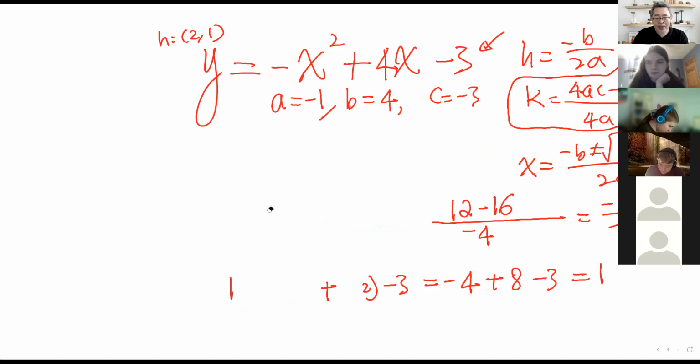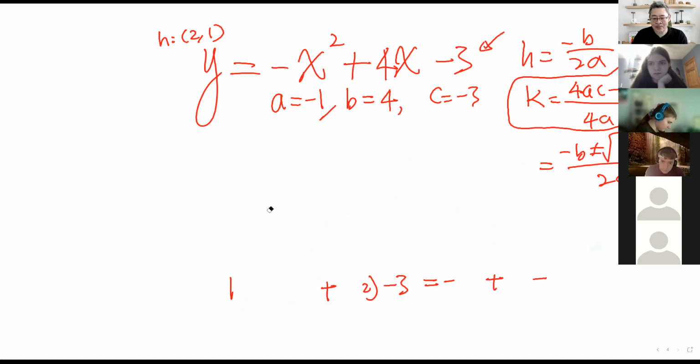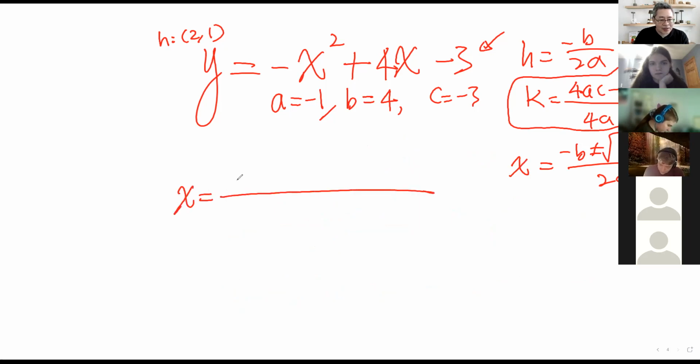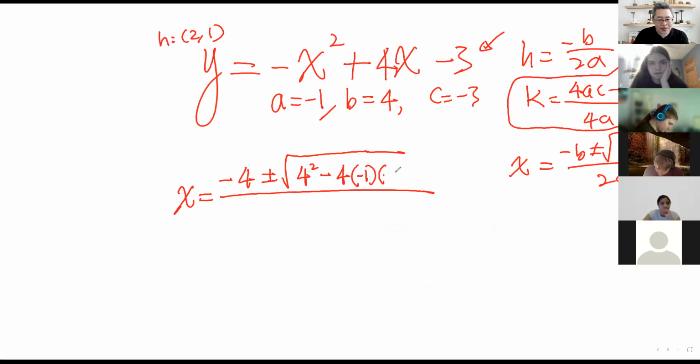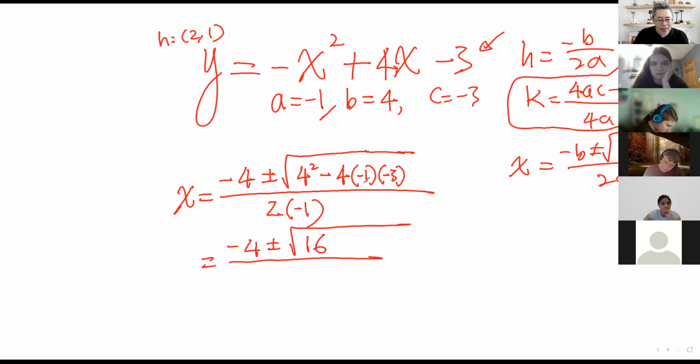x-intercepts. The y-intercept is easy, just negative 3. Okay, we got our x here. Our x is minus b, our b is 4, and b squared is 4 squared minus 4ac. Our a is negative 1, our c is minus 3, and for 2a, that's negative 2.